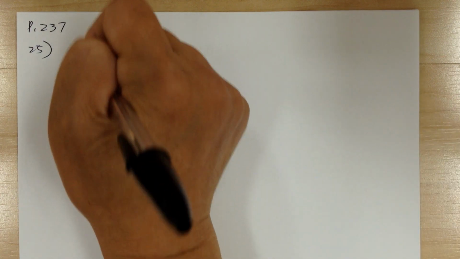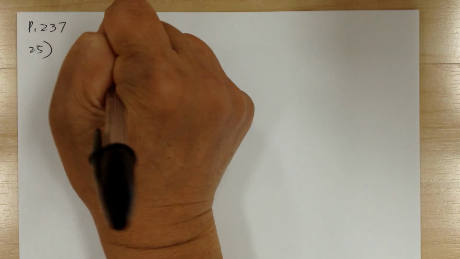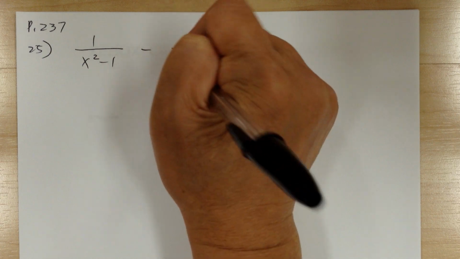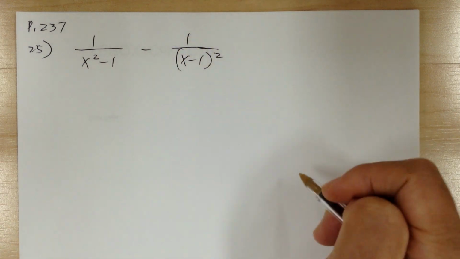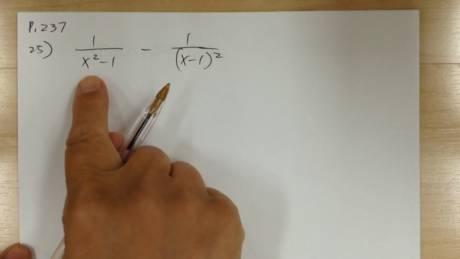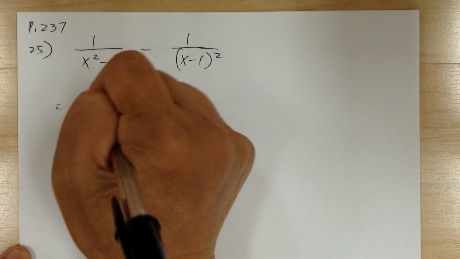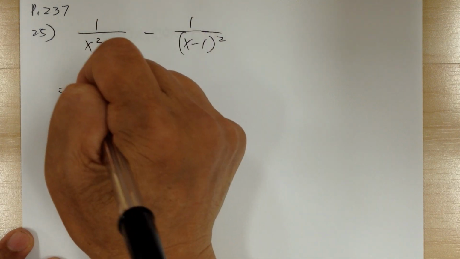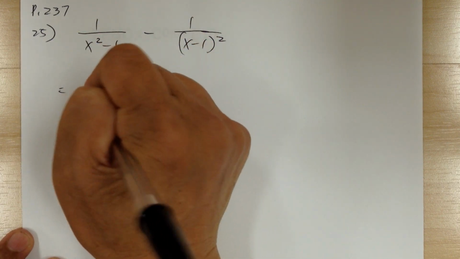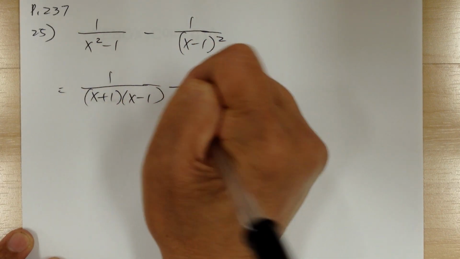Okay, number 25. 1 over x squared minus 1 minus 1 over x minus 1 squared. Again, this one is not factored, so let's go and factor this. This is your step 2a, so it's a conjugate, so it becomes x plus 1, x minus 1.